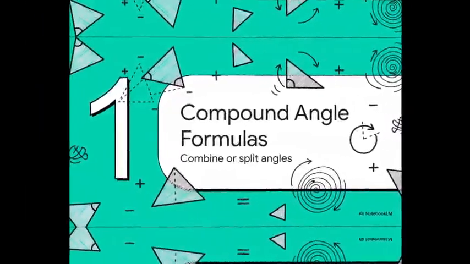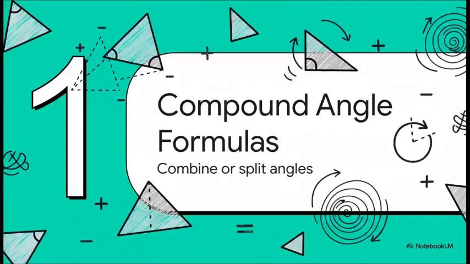Okay, let's open up the toolbox and grab our very first tool, the compound angle formulas. So what do they do? Well, their main job is to help us deal with expressions that have a sum or a difference of two angles, like A plus B or A minus B. They let us either expand them out or combine them together.